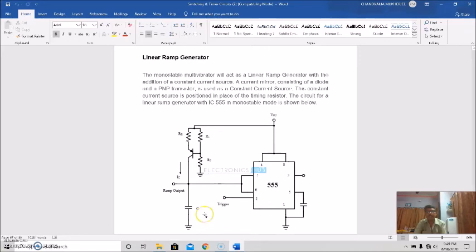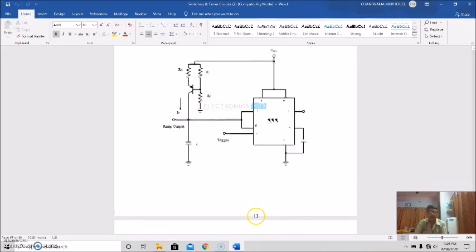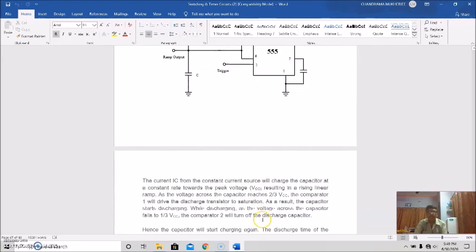The circuit for a linear ramp generator with IC 555 is shown in monostable mode. The constant current IC from the constant current source will charge the capacitor at a constant rate towards the peak voltage VCC, resulting in a rising linear ramp. And as the voltage across the capacitor reaches 2/3 of VCC, comparator 1 will drive the discharge transistor to saturation, and as a result, the capacitor starts discharging.